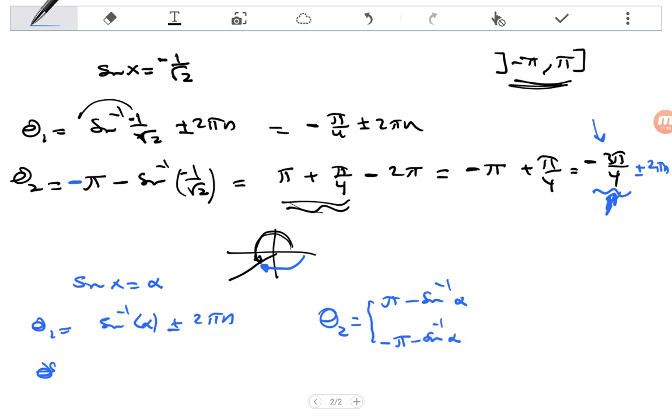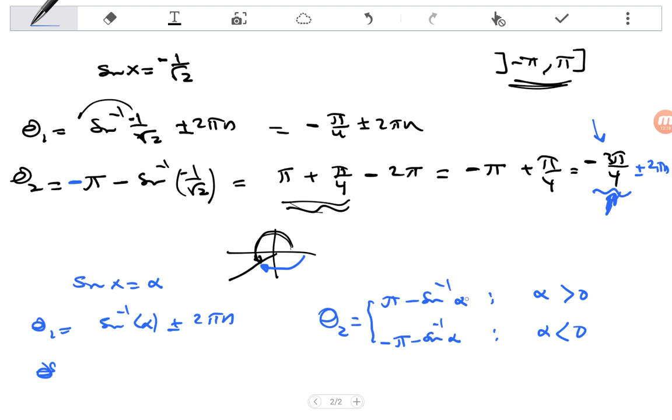What would it depend on? It would depend on the value of alpha. If alpha is positive, I will just choose that expression. That will give me an expression for the angle which is from negative pi to pi. And for the other case, when alpha is negative. Okay, so in this case, these are the two expressions for the basic angle depending on the value of alpha.